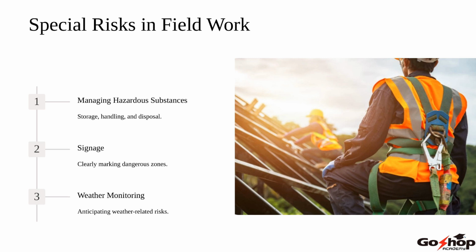For instance, managing hazardous substances involves proper storage, handling, and disposal of toxic or flammable chemicals. Workers must use PPE, be trained in substance management, and have access to emergency procedures like decontamination protocols and fire extinguishers. Clear and visible signage is also critical for marking hazardous zones and warning workers of potential dangers.